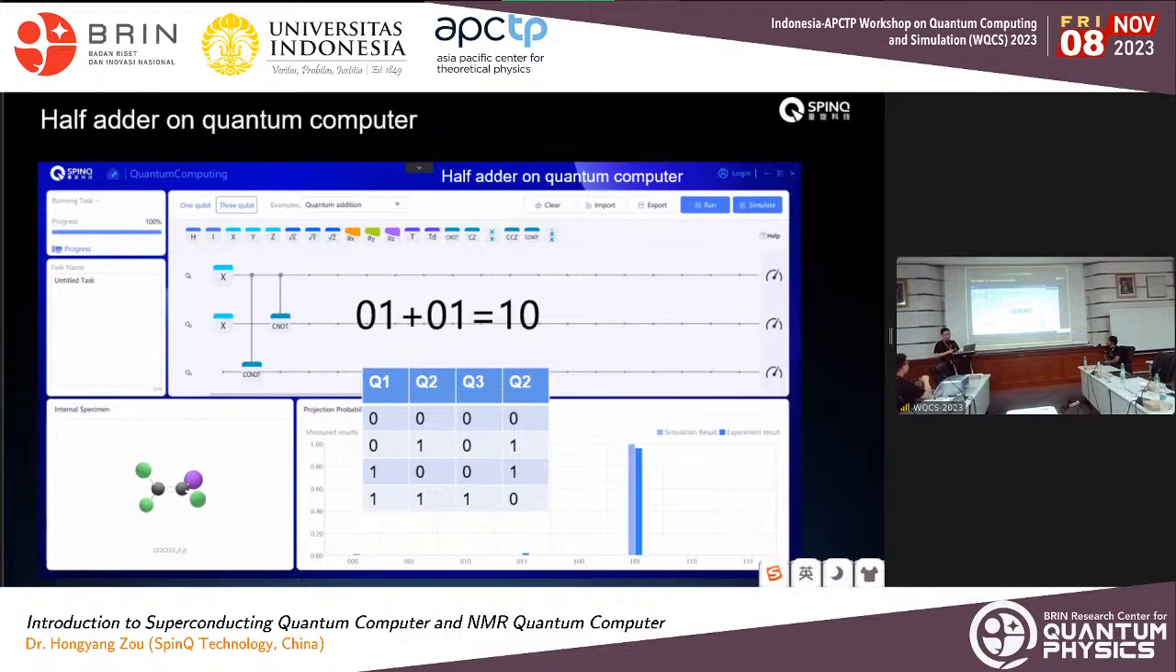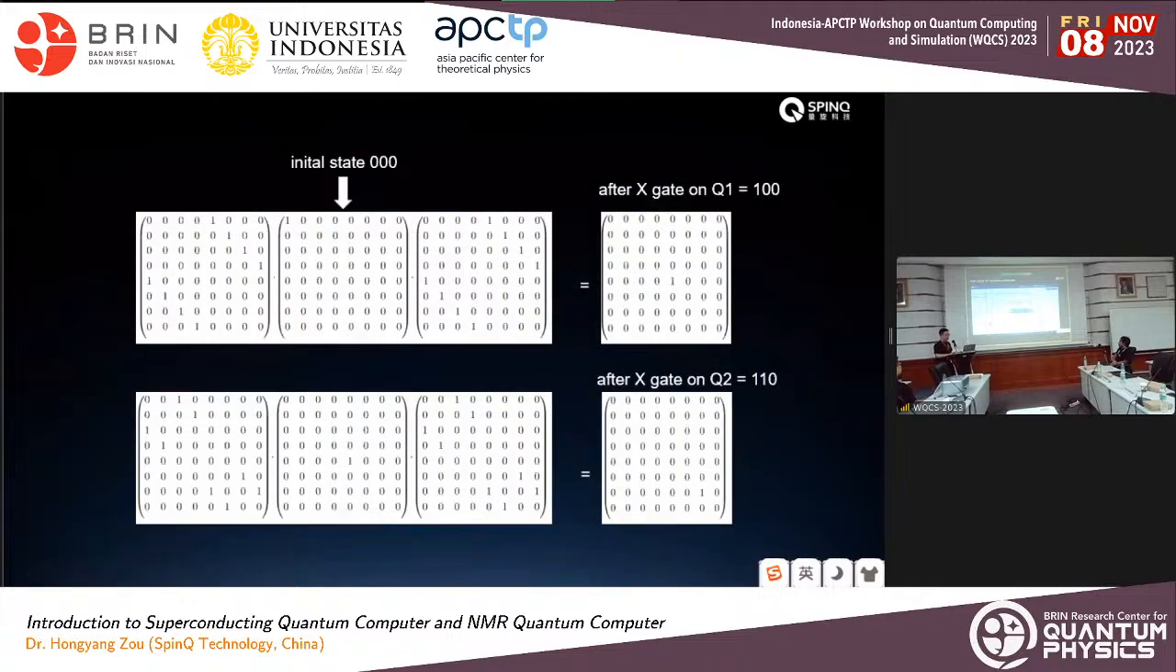What's the half-adder again? We saw the half-adder on the classical computer, and let's have a look at what the half-adder is on a quantum computer. It's not something that the quantum computer is good at, but it might help us understand it. The logic gate here represents 0, 1 plus 0, 1 equals 1, 0, and we can use an 8 by 8 matrix to represent the state of 3 bits and the operation on them.